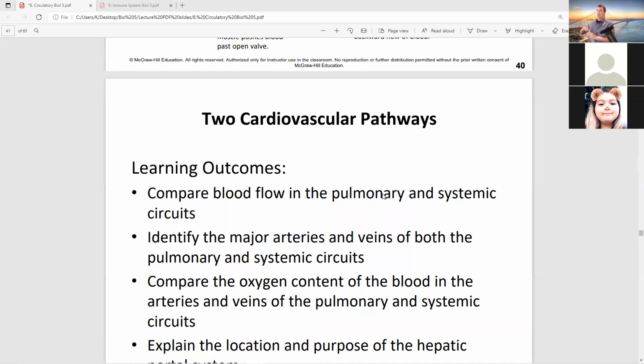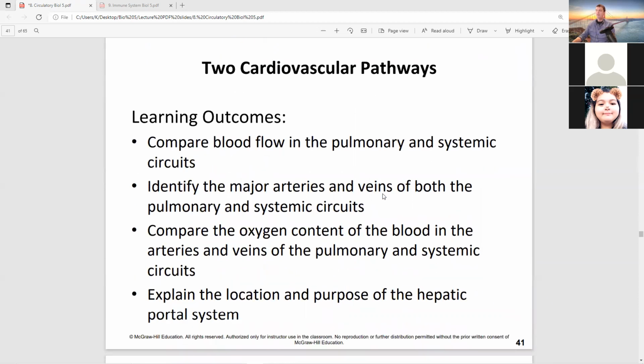So your learning outcomes are to compare blood flow in the pulmonary and systemic circuits, identify the major arteries and veins of both the pulmonary and systemic circuits, compare the oxygen content of the blood in the arteries and veins of the pulmonary and systemic circuits, and explain the location and purpose of the hepatic portal system.